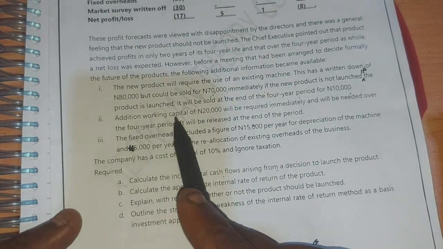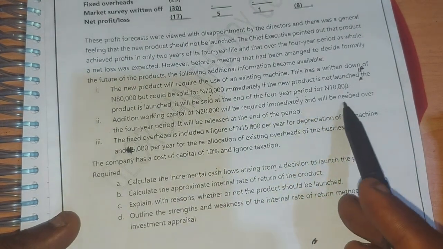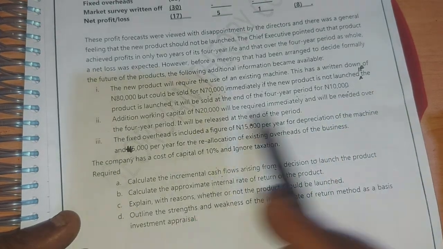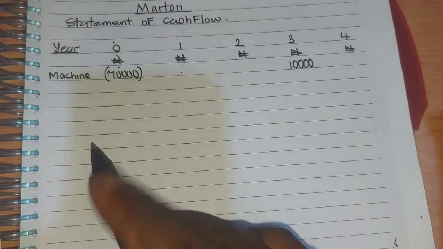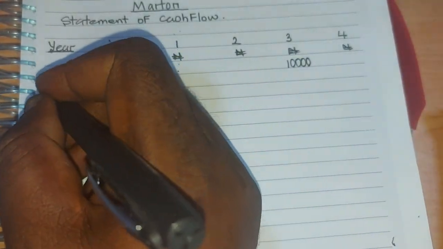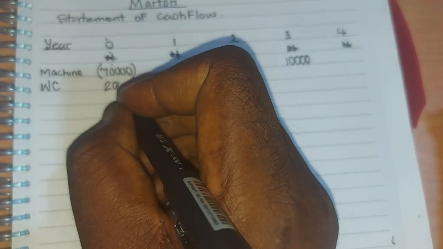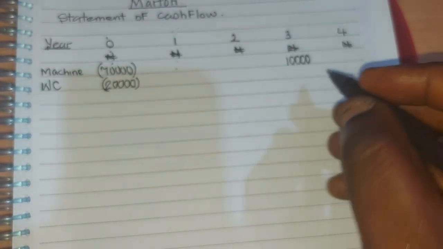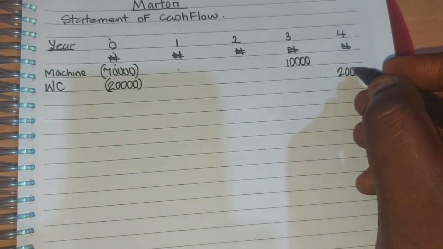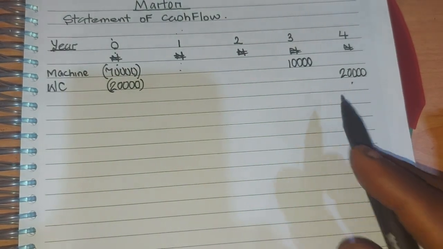Then number 2 says that additional working capital of 20,000 will be required immediately and will be needed over the 4-year period and will be released at the end of the period. So I told you working capital is always invested at the beginning of the year as an outflow. This is an outflow, and will be recovered at the end of the period. It will come in as an inflow.